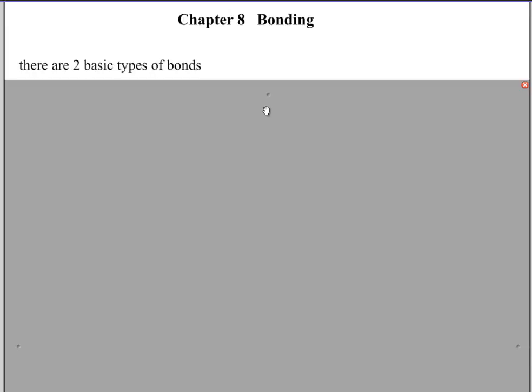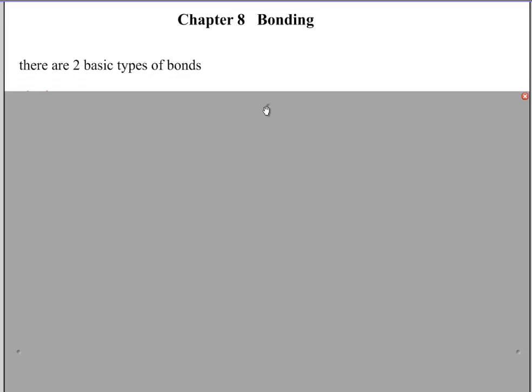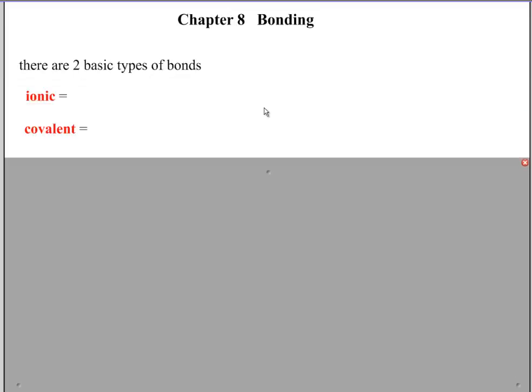Chapters 8 and 9 we're going to combine, and we're going to look at how molecules are created, what kind of bonds there are. We're going to start out by looking at the basic types of bonds. It turns out there are two basic types of bonds in compounds. We have ionic bonds and we have covalent bonds.